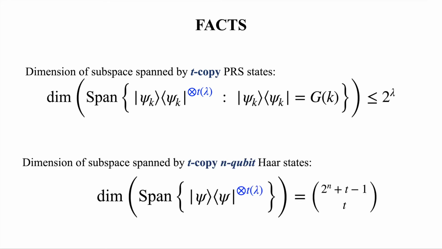On the other hand, if you look at the dimension of the subspace spanned by t-copy n-qubit Haar-random states, it is given by this binomial expression, 2 to the n plus t minus 1 choose t. This follows from known facts in quantum information theory, because t-copy n-qubit Haar-random states generate a subspace called the symmetric subspace, and the dimension of the symmetric subspace is given by this expression.